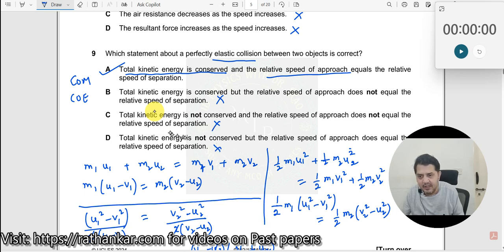You can also look at it this way. If you do not know how to do the math over here, just look at the options. Total kinetic energy is not conserved? No, kinetic energy is definitely conserved. Again, total kinetic energy is not conserved? No, this is also incorrect. Then, total kinetic energy is conserved and the relative speed of approach does not equal the relative speed of separation. When it comes to this one, you need to do the math. Anyway, you can eliminate these two and finally think about which one is correct.